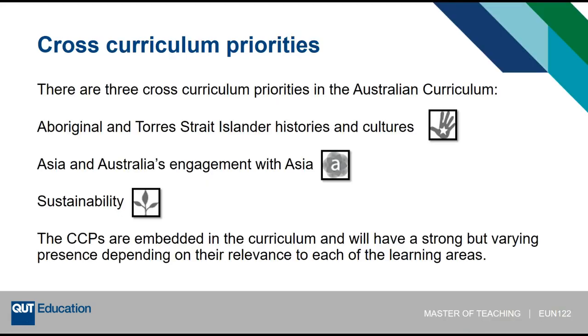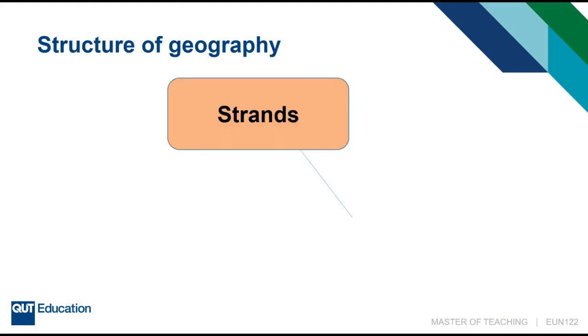A reminder of the cross-curriculum priorities: Aboriginal and Torres Strait Islander histories and cultures, Asia and Australia's engagement with Asia, and sustainability. And they are embedded in all curriculum areas, but obviously some areas lend themselves better than others. In geography, it's very easy to fit all 3 areas in.